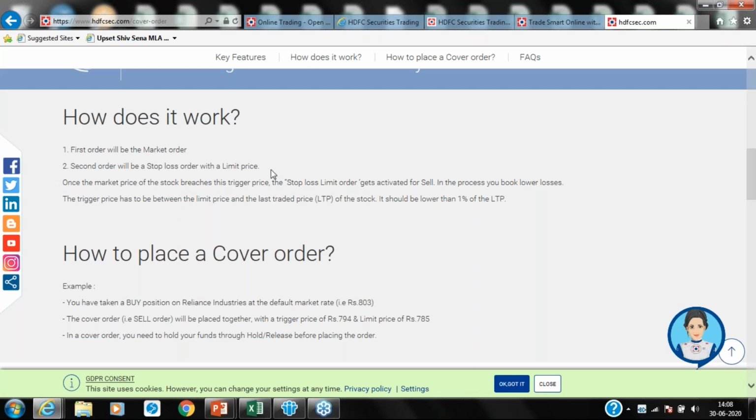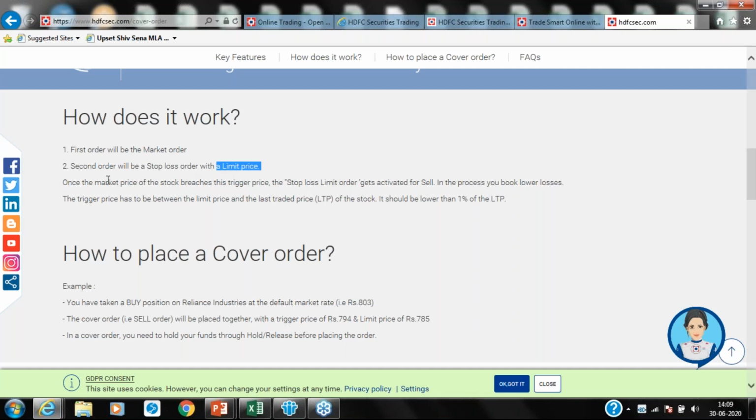The second order will be a stop loss order with a limit price. So if you're buying a stock at 100 rupees, you have to manually keep a stop loss. It can be 98, 97. And if you are short selling a stock, the first order will again be a market order, so you're short selling it at 100 rupees, and in that scenario the stop loss order will be higher. So if you're short selling at 100 rupees, your stop loss will be around 102, 103.